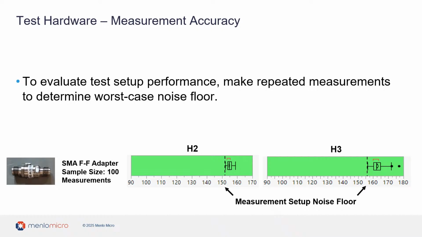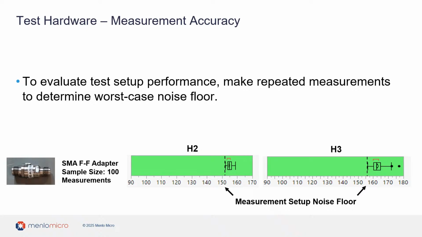For this kind of system, it's very important to take repeated measurements of the system using something like a SMA adapter that typically will have very good and reliable harmonic distortion performance in order to understand the noise floor of your system and the measurement accuracy. In this case, we've made 100 measurements of a SMA female-to-female adapter in our test setup and shown some box and whisker charts of the second and third harmonic.